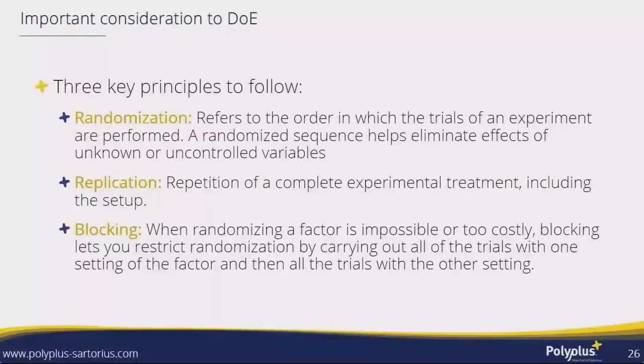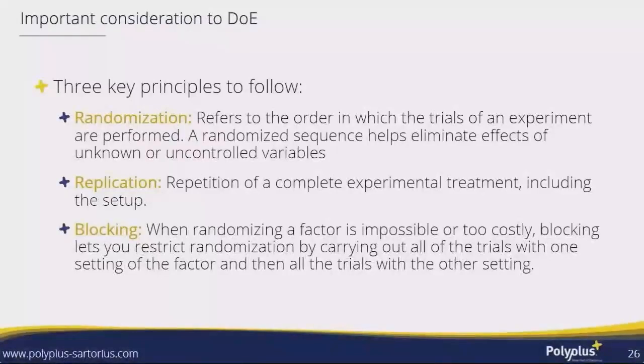And the last one is blocking. It's difficult to get your head around it when we don't know what DOE is, but basically sometimes, and we know that it's the case in our processes, you cannot randomize every factor. It can be simply impossible or just too costly. So you do have a solution for that in DOE, which is blocking, where you basically restrict the randomization by doing some trials with one setting of the factor and then the other setting. A good example of that is, let's say you are limited in the number of bioreactors you have.